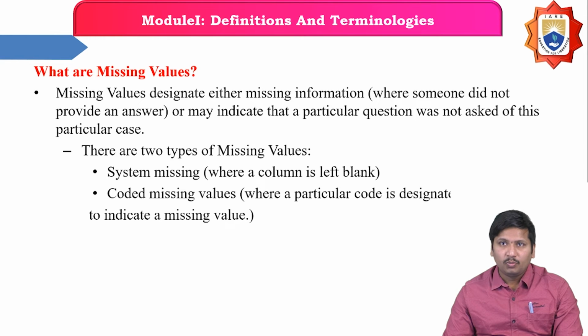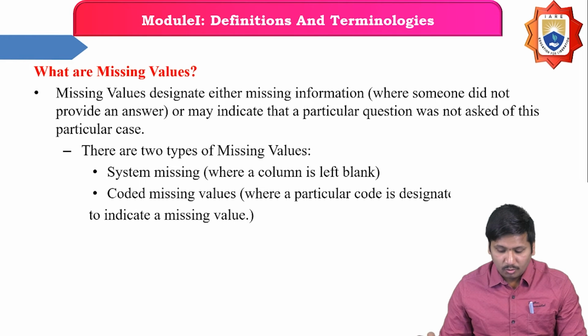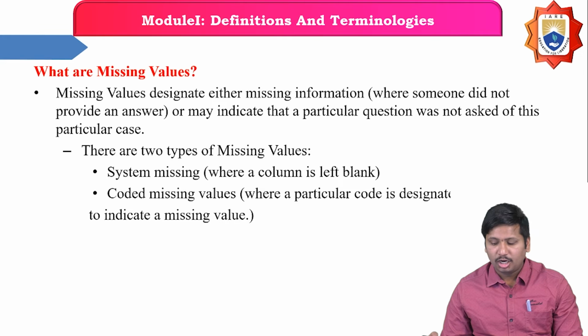Right. So the missing values designate either missing information, where someone did not provide an answer, or they may indicate that the particular question was not asked of this particular case. So that should be the missing value. Normally we have two types of missing values: system missing and coded missing. Where the column is left blank is system missing, and where a particular code is designated to indicate missing, that is coded missing.